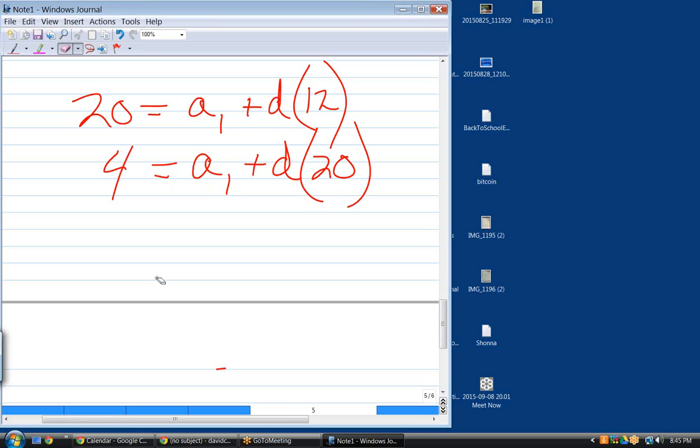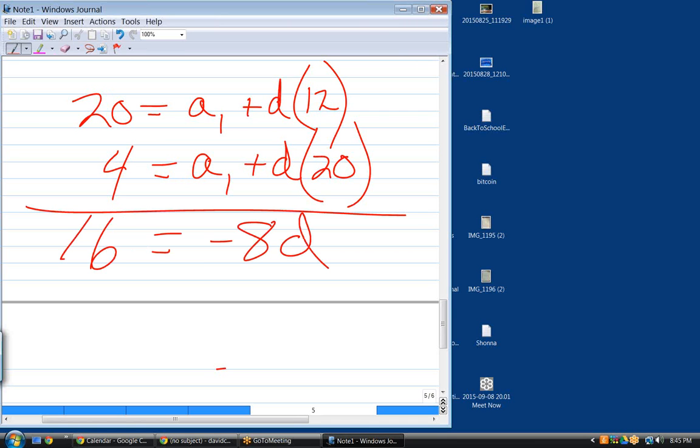Whenever you can merely add or subtract the two equations and one of the variables goes away, that's where you want to use elimination, because it's quicker. It was much quicker to use elimination to come up with 16 equals minus 8D. That's instant almost, as opposed to substitution, which required more algebra.